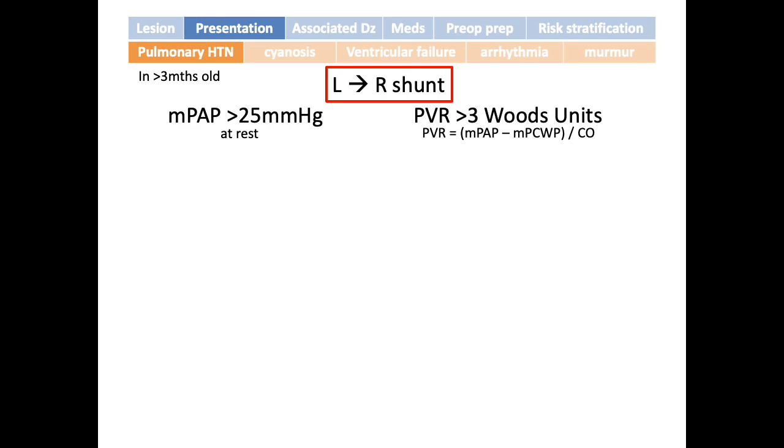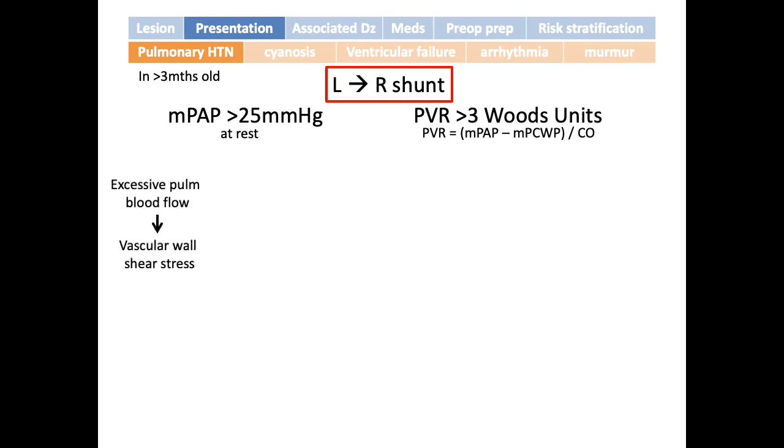Pulmonary vascular resistance can be calculated by subtracting mean pulmonary capillary wedge pressure from mean pulmonary artery pressure, and then dividing the result by the cardiac output, much like the equation where resistance is equal to pressure over flow, in physics.